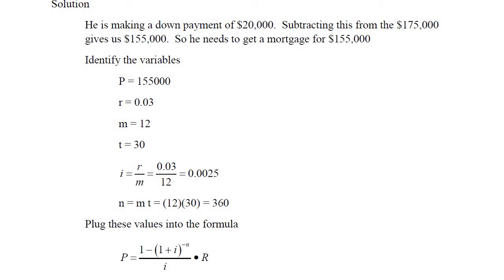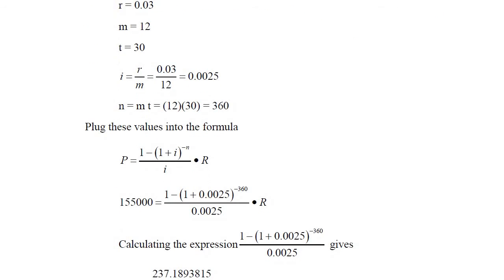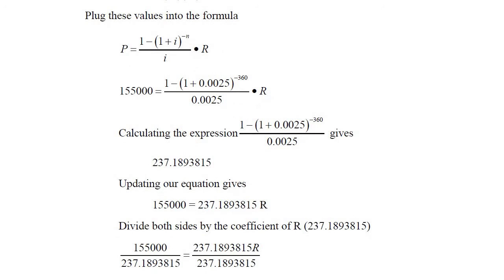So if we plug these into our decreasing annuity formula, this gives us 155,000 is equal to 1 minus, open parenthesis, 1 plus 0.0025, close parenthesis, negative 360 exponent. And all that is divided by 0.0025, and then times R. So if we calculate that lengthy fraction, that gives us 237.1893815.